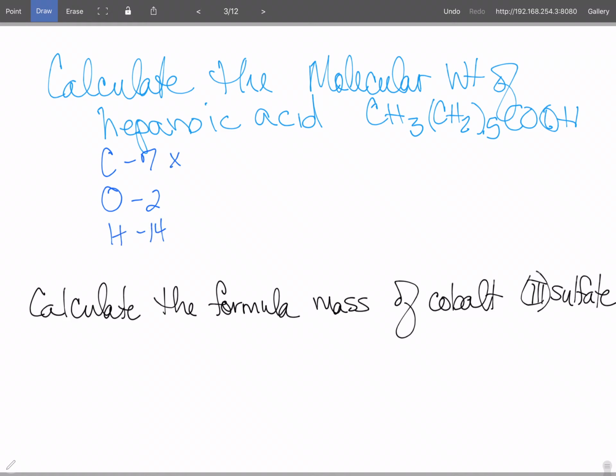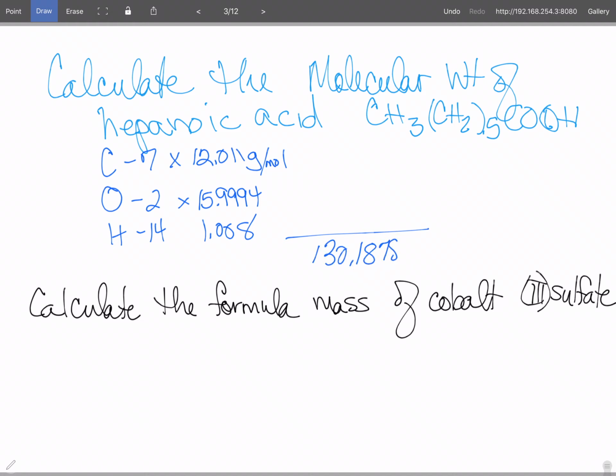So if we go look up the atomic weights, this is gram per mole. These are all going to be gram per mole times 15.9994 for oxygen, and this one by 1.008 for hydrogen. Then if we total this whole thing, we get 130.1878, and that is the molecular weight of this compound.